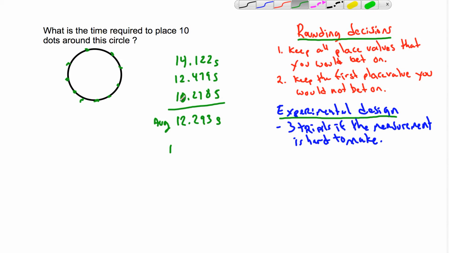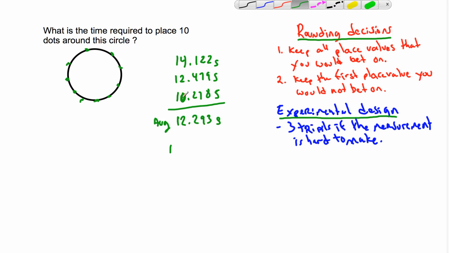Then we went on to the ones place and asked ourselves, would we bet that the next time we made this measurement, the ones place would be a 2? When I look here, I see quite a bit of variability, and so I wouldn't place that bet. Maybe if that was a 2 and that was a 1, or that was a 2 and that was a 3 and they were within 1 of each other, maybe I would, but they're not. And so we're going to round to the ones place.